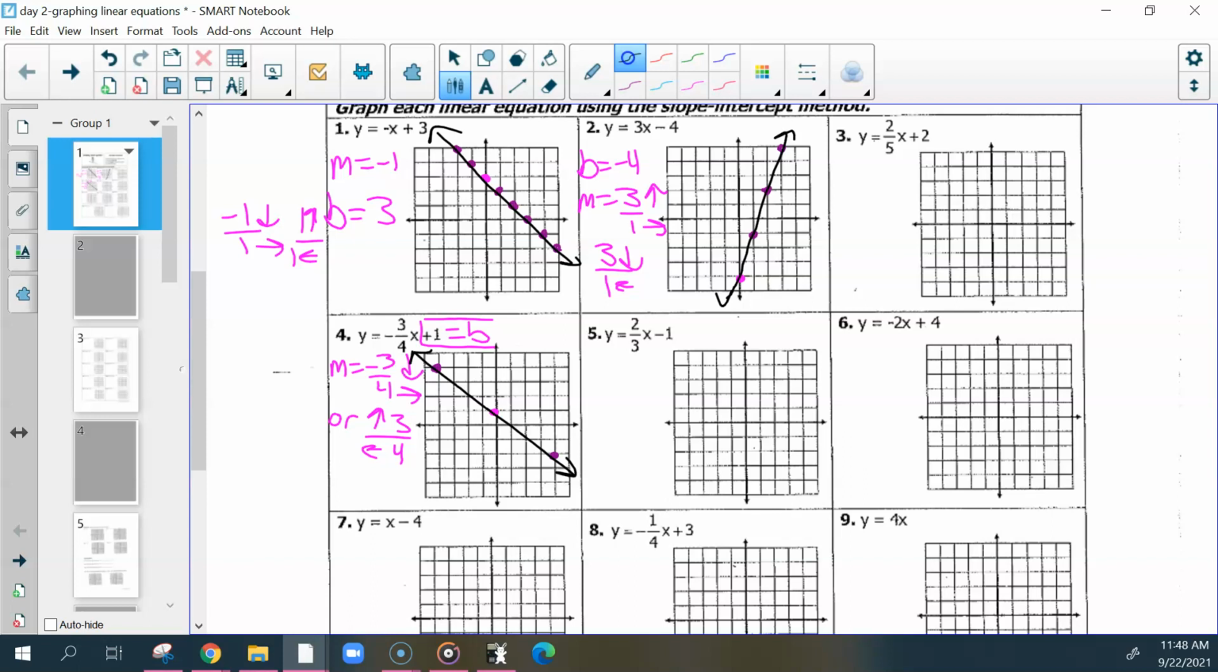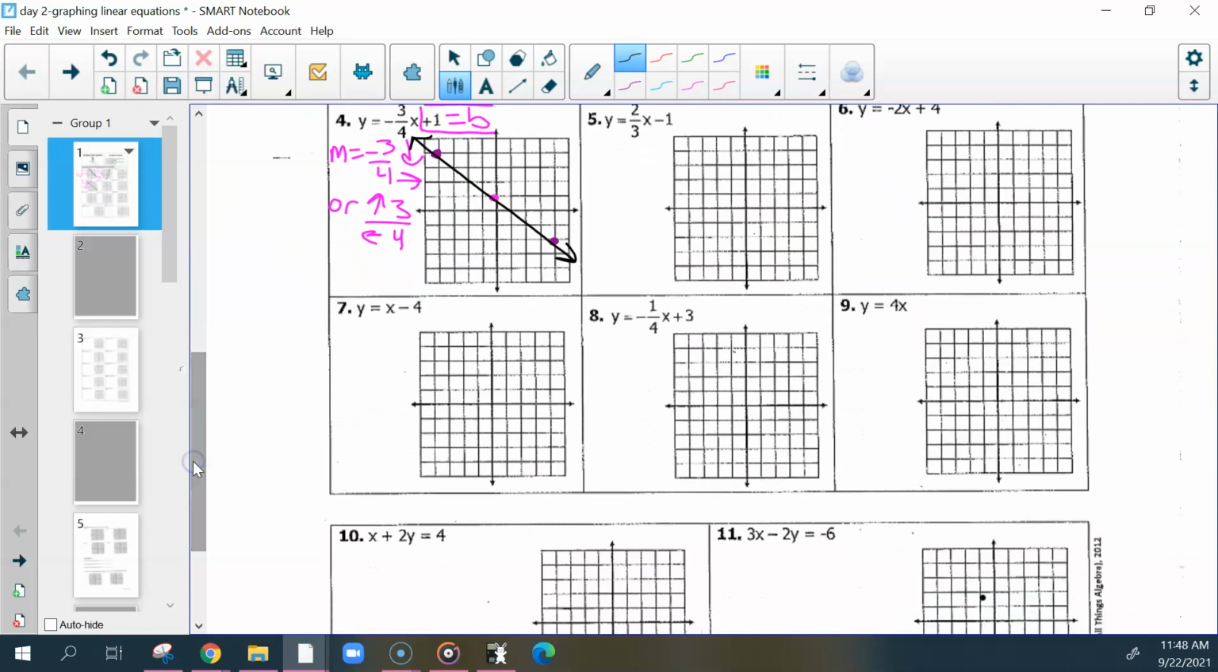We're going to do one more together, then I'll let you connect some of these. So go on to number 9. What is my y-intercept at 9? It doesn't say it, but it's there. So my point is going to be at the origin. My slope is positive 4, or 4 over 1.